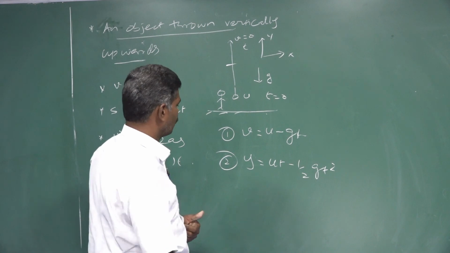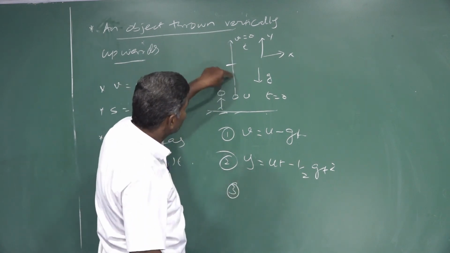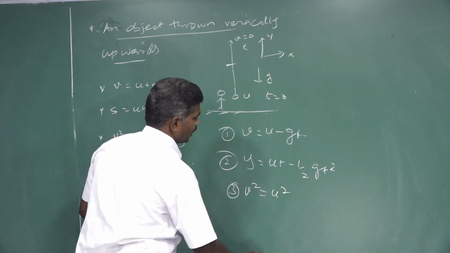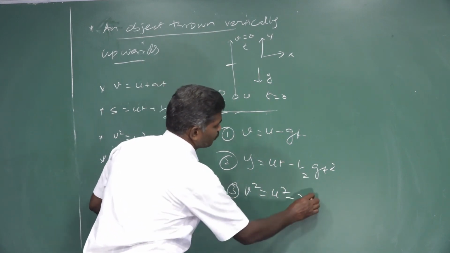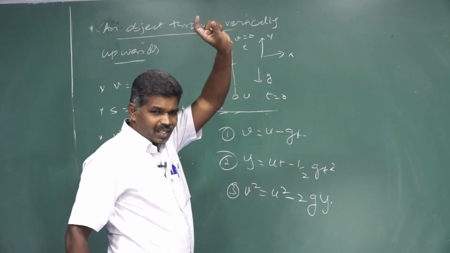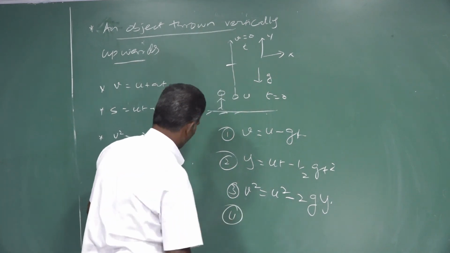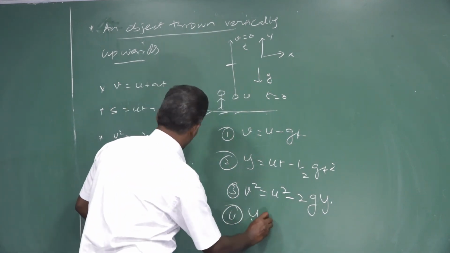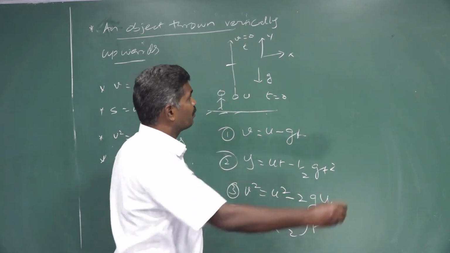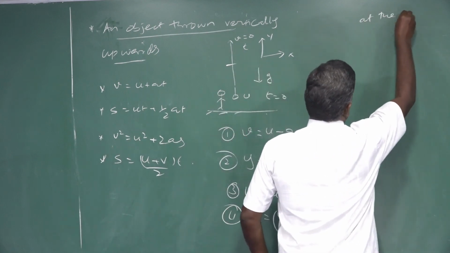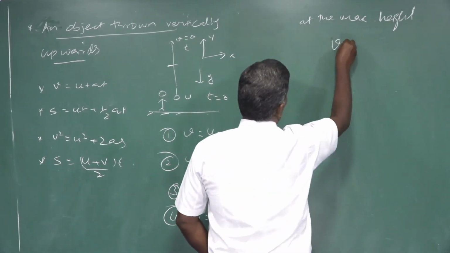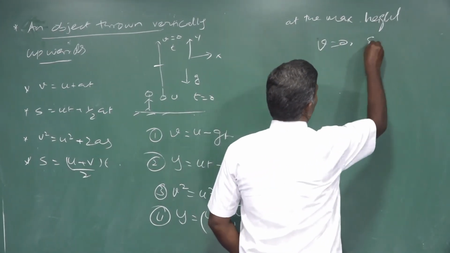Then the third equation: between that movement we have a final velocity. That's why v square is equal to u square minus 2gy. If it reaches the maximum height, the final velocity becomes 0. The fourth equation we can take as y is equal to (u plus v) divided by 2 into t, at the maximum height. Final velocity is 0. s is equal to h.